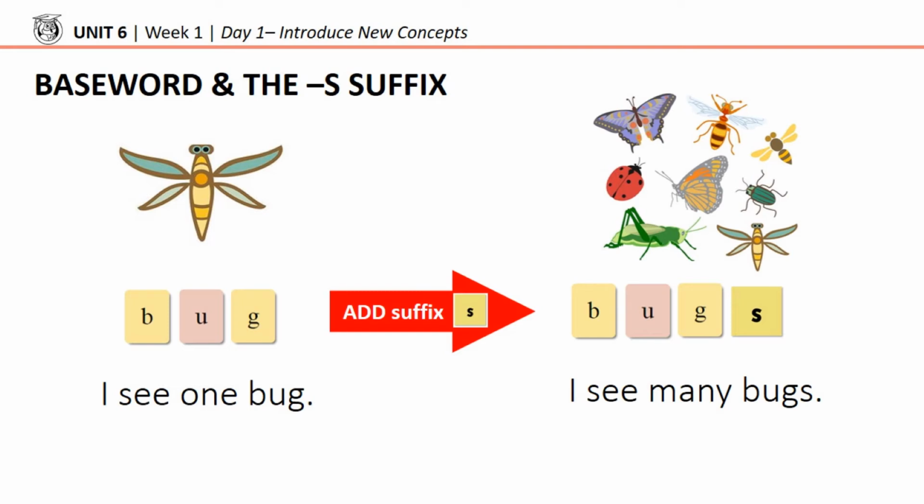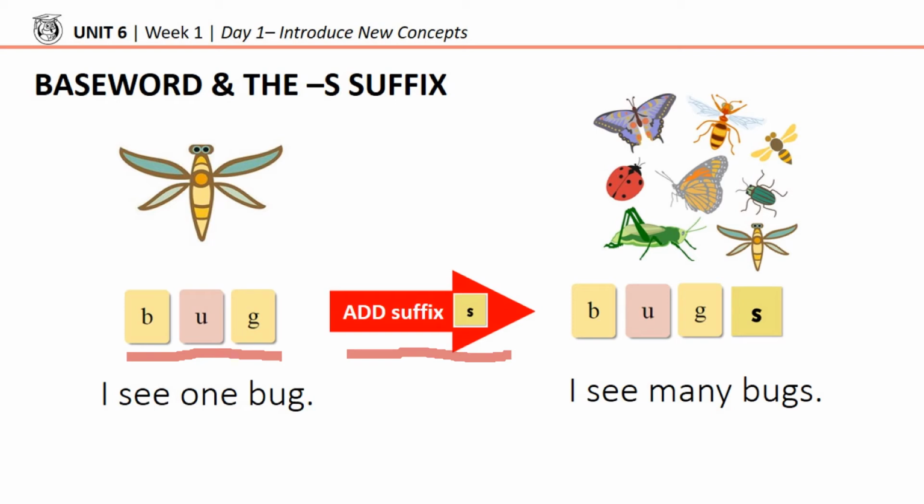Now, here's another new concept. When you add the S to certain words, it comes up with something rather unique. It has a unique sound. Let's take a look. Here is the word bug. B-U-G. Bug. I see one bug. But now, when I add the suffix S at the end, it says, I see many bugs. Bugs.